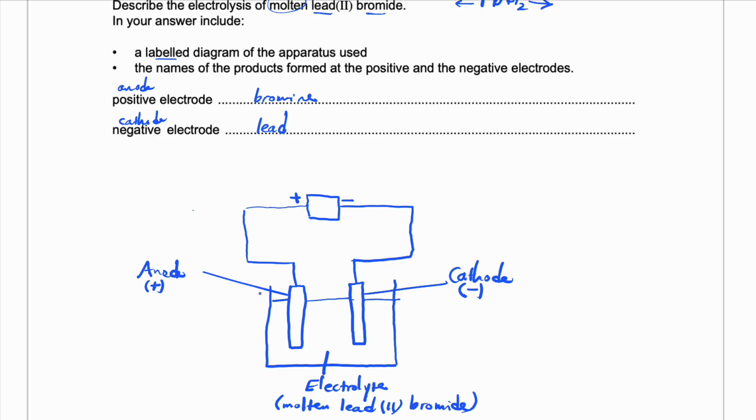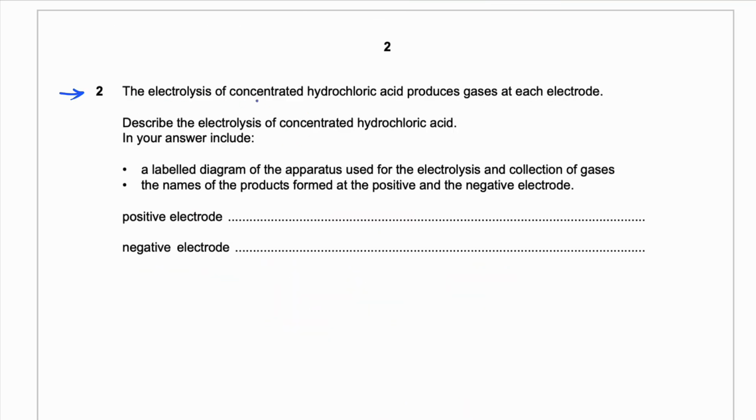Now the direction of flow of ions: the bromide ion will flow to the positive electrode, while the lead ion, which is positive, will flow towards the negative electrode, and the direction of flow of electrons is from anode to cathode. And once again, this is the battery or power supply.